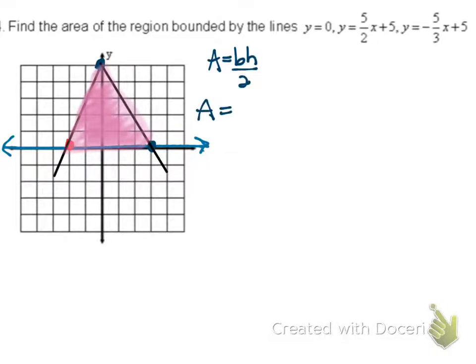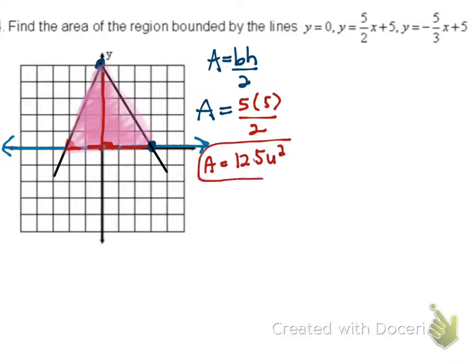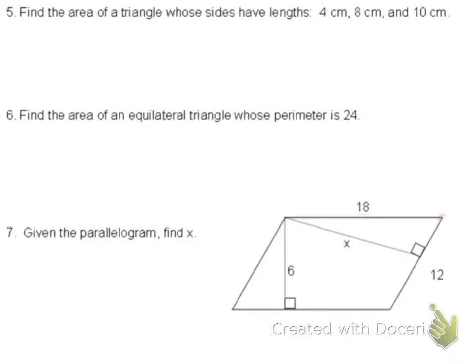And so my base, I can just count my base because I have this horizontal line. So I've got 1, 2, 3, 4, 5 is my base. For my height, I just need that perpendicular. I need that 90 degrees. So here's my height. And again, I can just count that. And so that would be 1, 2, 3, 4, 5 also on my height. And if you do 5 times 5 over 2, that's 25 over 2, which is 12.5 units squared.